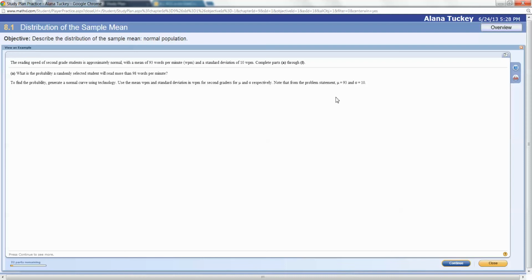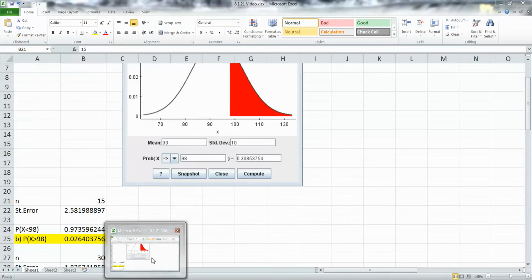All right, so part A, what is the probability a randomly selected student will read more than 98 words per minute? Now, the key in there is a randomly selected student, meaning it's only one student. So really, this is actually a review of a Chapter 7 problem.